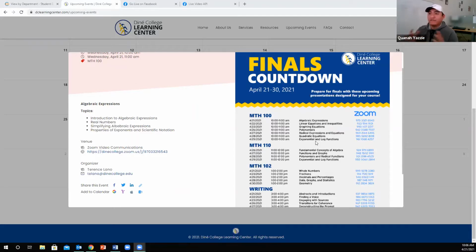So we're beginning from the very beginning. Hopefully that helps to prepare you in the best way for finals. So that's what this Finals Countdown is for. We have 3 different math courses that we're targeting at the Learning Center: Math 100, Math 110, and Math 102.